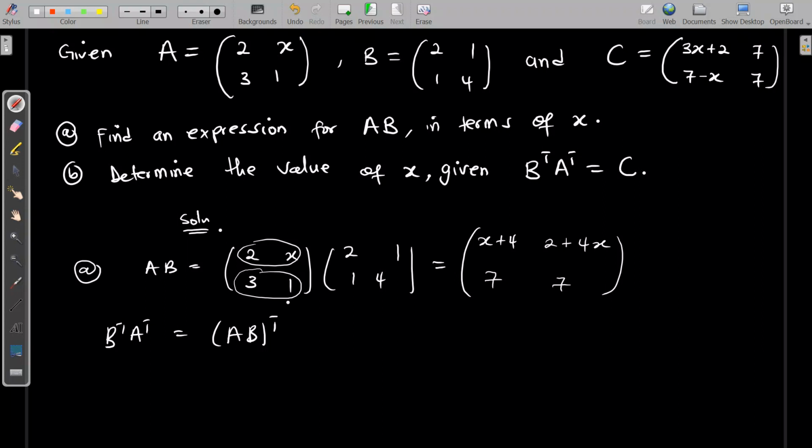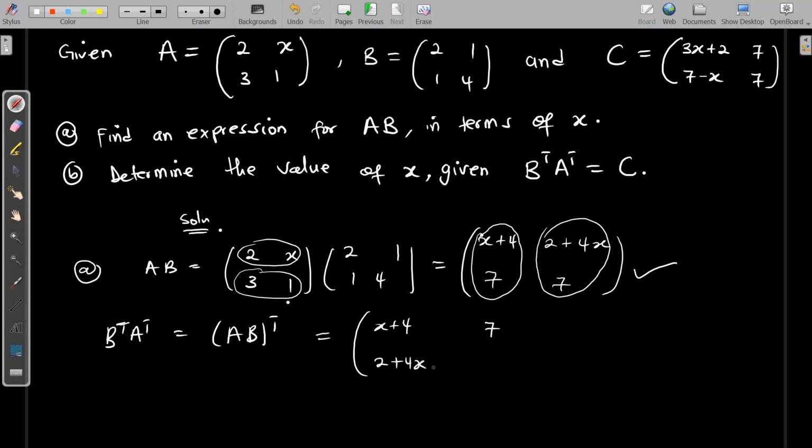So what this means is that I know that my AB is this, and so I'm saying B transpose A transpose is actually the product AB transposed. And so I'm going to transpose the product AB. I'm going to pick this whole row here, or maybe you can pick the column, whatever you want. I'm going to pick this whole row here, write it as my first column, x plus 4, and then 7. And then I'm going to pick the second row and write it as the second column, and then 7. Right? And I'm saying that this is actually called C. That is the B part.